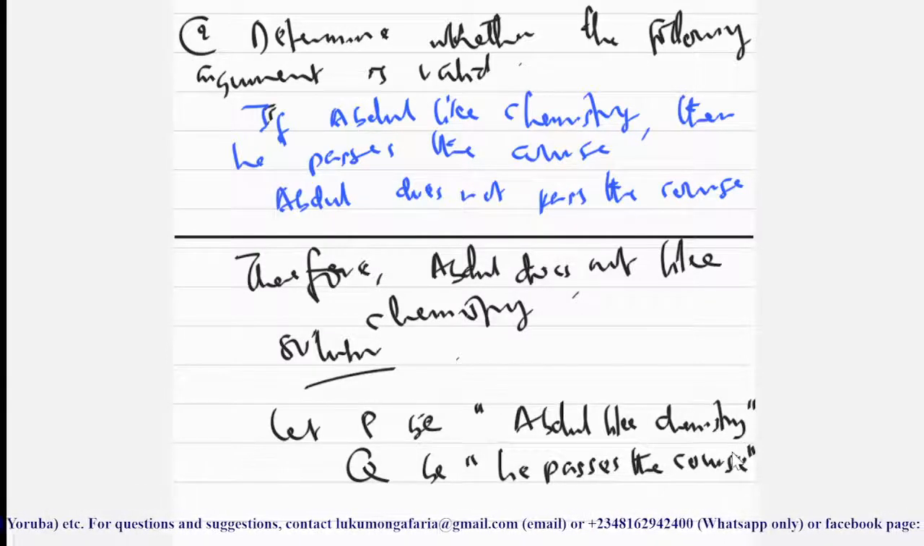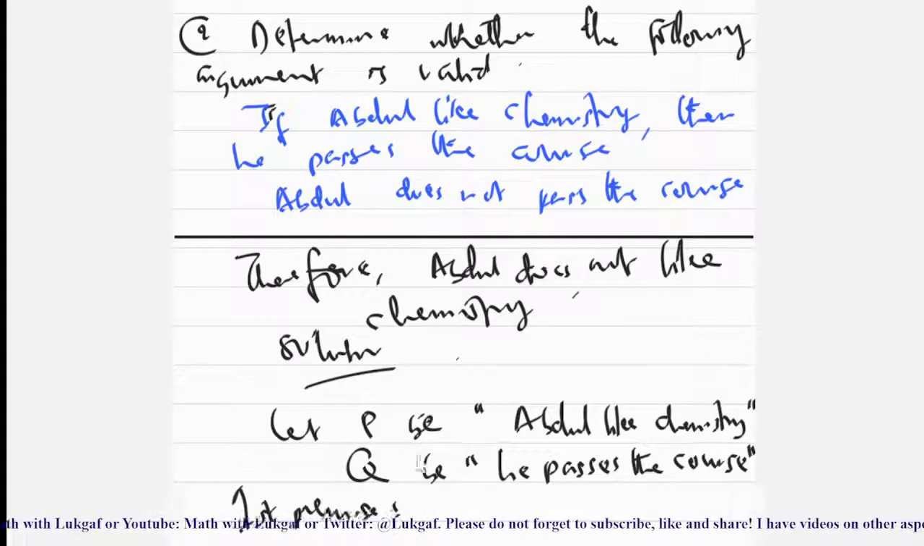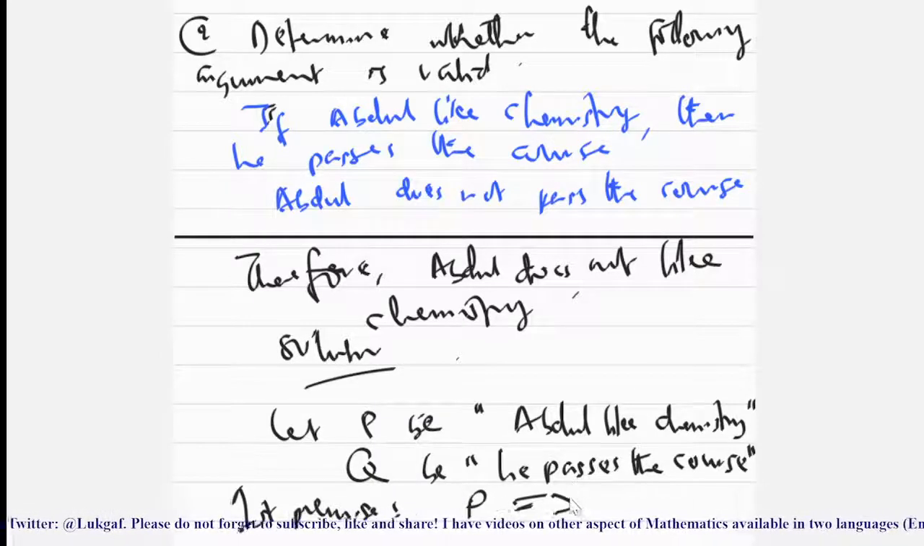Can we still derive another statement? We don't need to, because you can see that Abdul does not pass the course. You can use negation to do that. I hope you understand now. So, okay, what will now be your first premise? From our argument, if Abdul likes chemistry, what is that? That is P, implies he passes the course. That is Q.